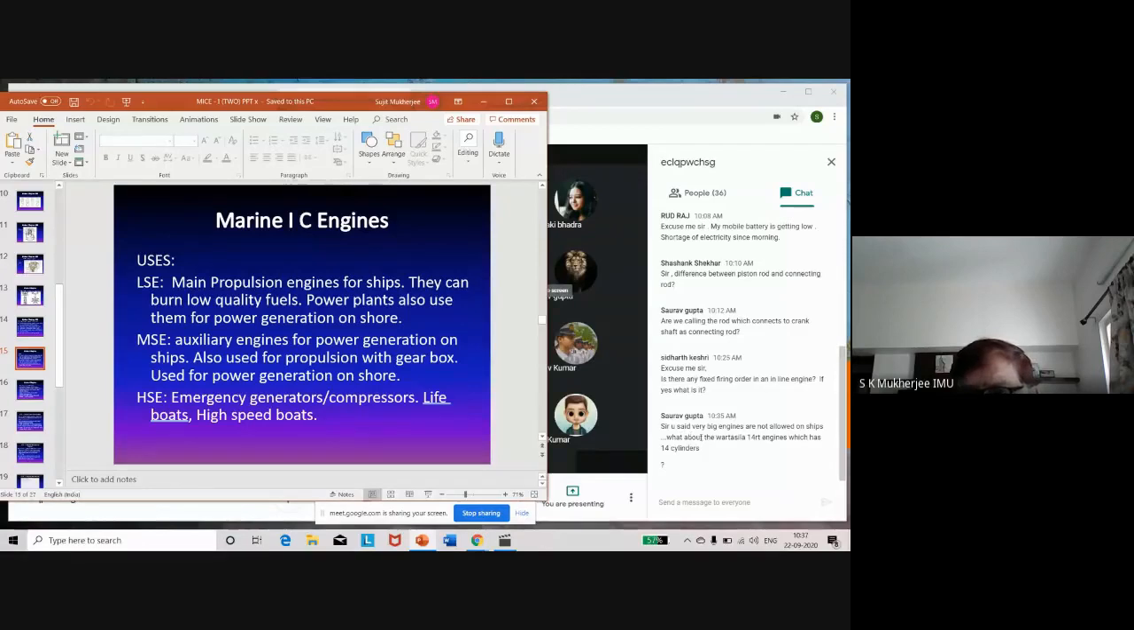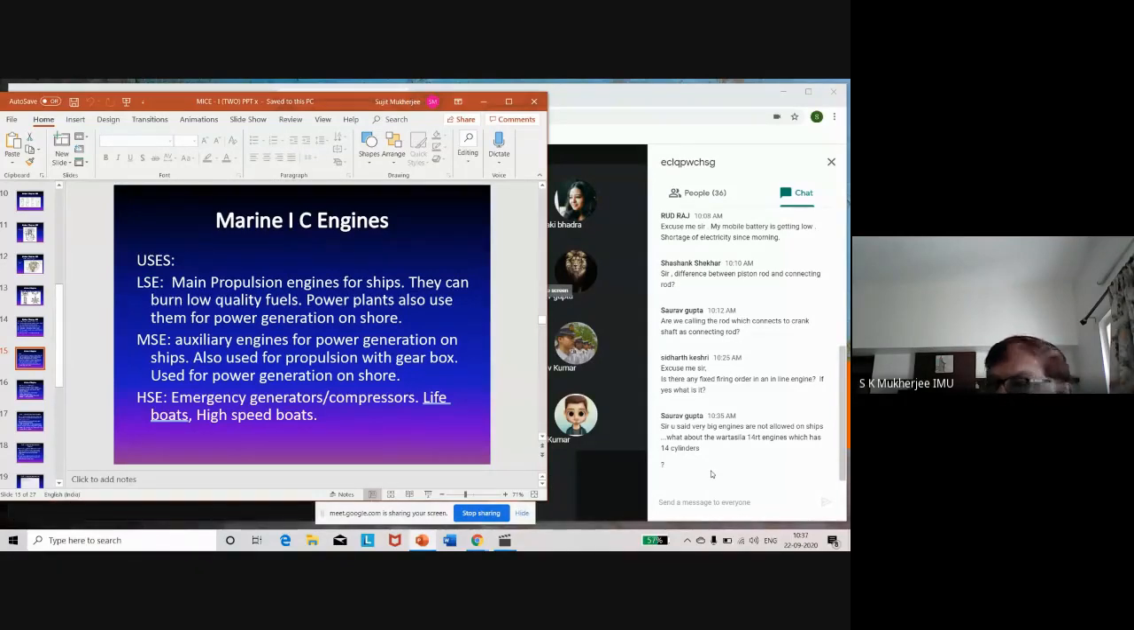Next is, sir, you said very big engines are not allowed on ships. What about the Wärtsilä 14RT engine which has 14 cylinders? Okay, the cylinder diameter must be much smaller compared to these very large engines that have 12 cylinders. The objective is that the bed plate on which the engine rests should not have too much hogging and sagging. That is why long engines will not be permitted.